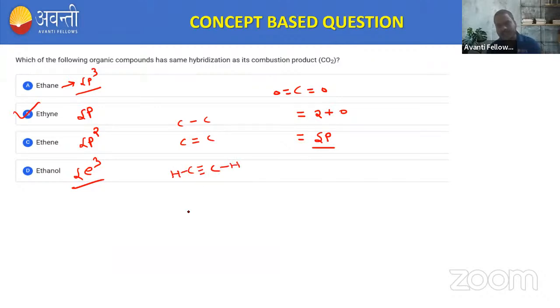So for example, this is ethyne, right? What is the hybridization of carbon in ethyne? We have one carbon-carbon sigma bond plus one sigma bond with hydrogen. So total two, and two means sp, right? So we can say that the hybridization of carbon in ethyne is sp. So this is the correct answer, ethyne.